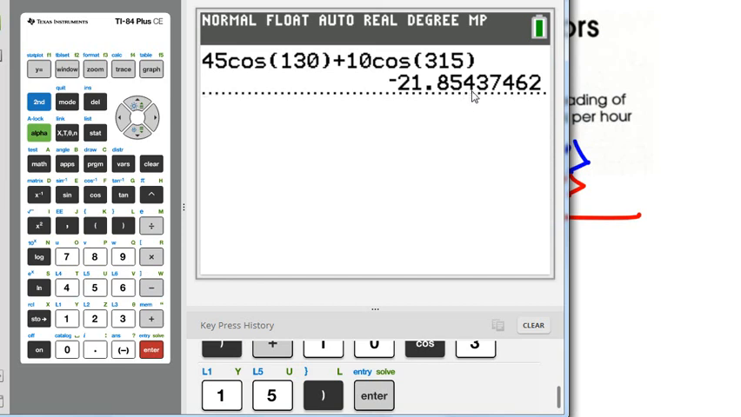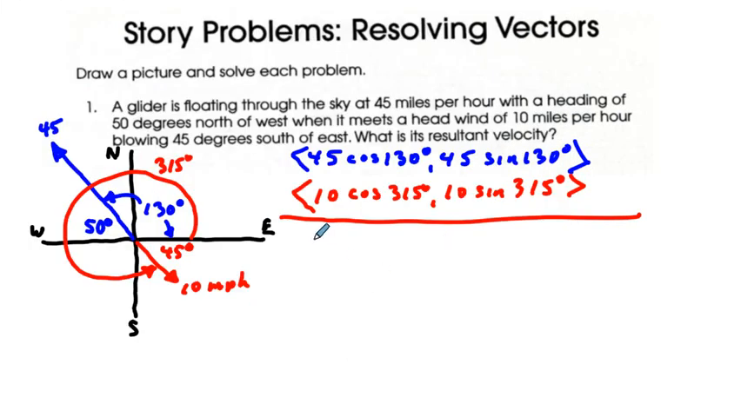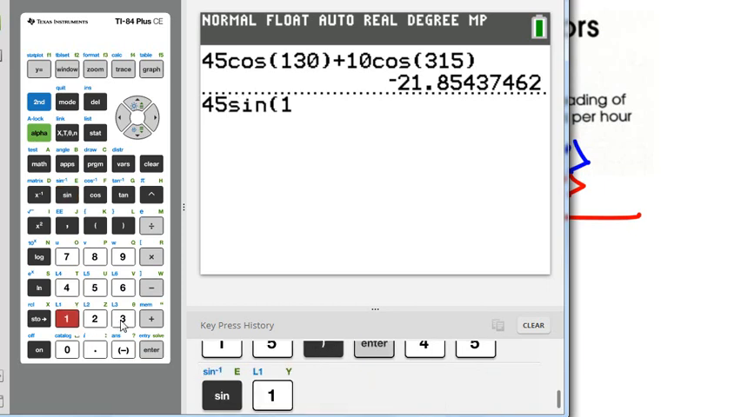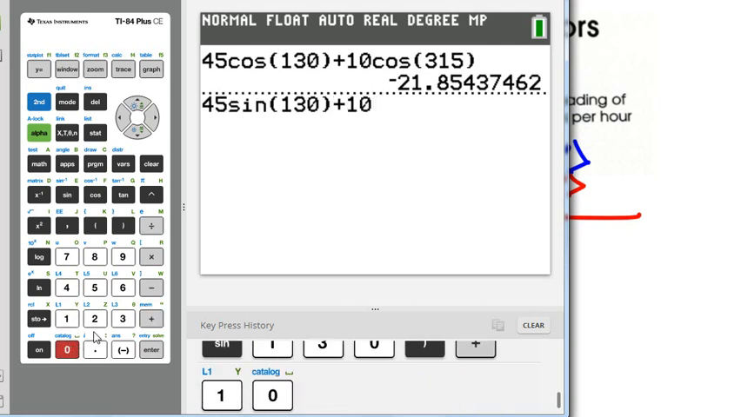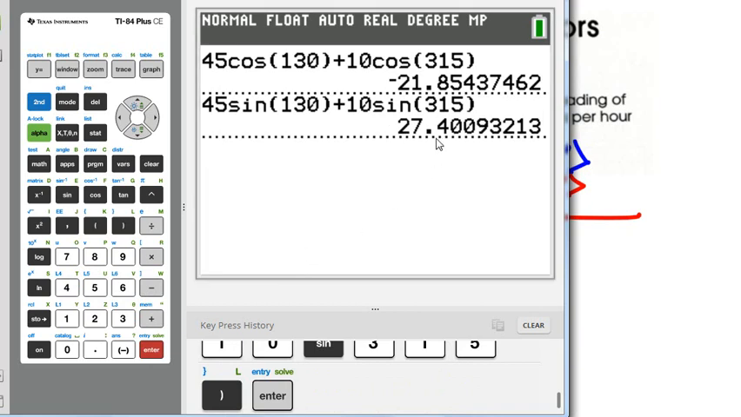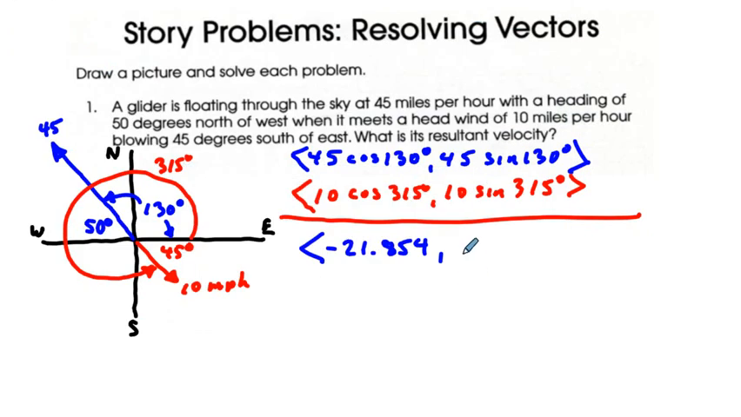So negative 21.854, we'll say negative 21.854, comma. Now we're going to find our other one here. So we go to 45 sine 130 degrees plus 10 sine 315 degrees. And for that we get 27.401, we'll say 27.401.